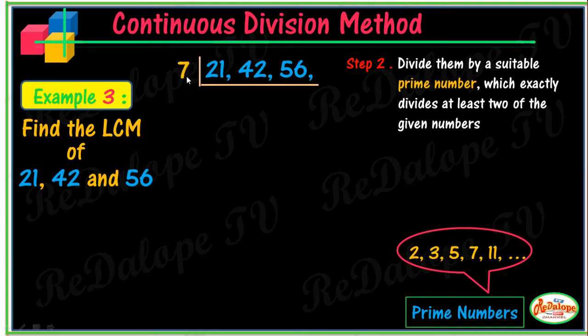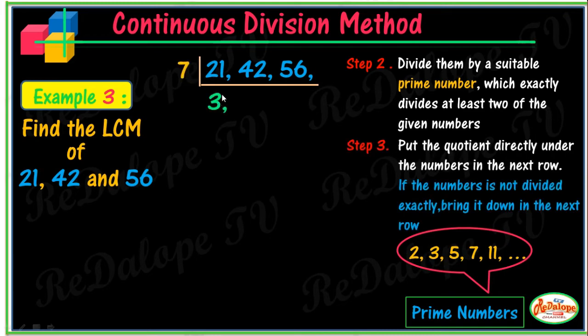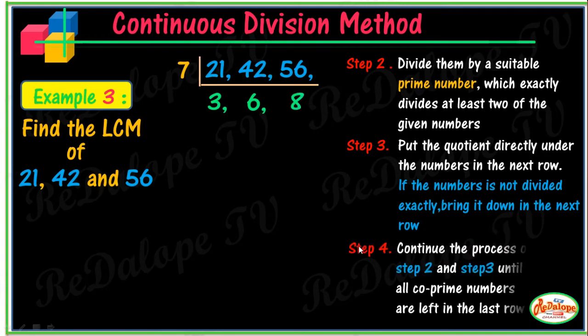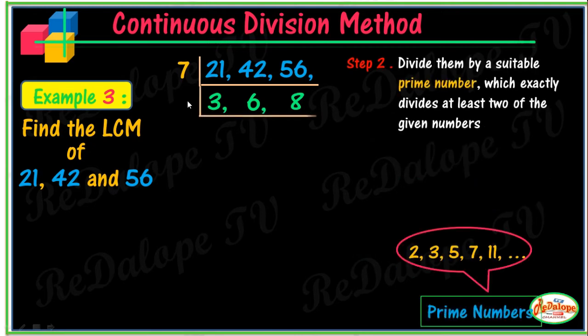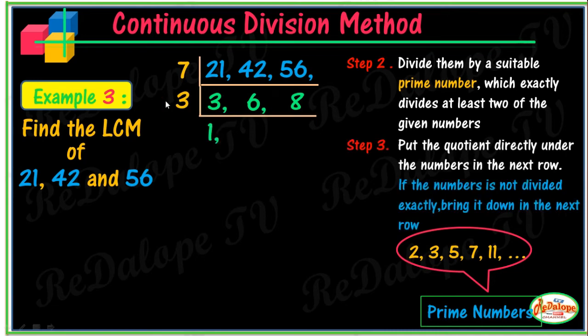So 21 divided by 7, that is 3. 42 divided by 7, so that is 6. 56 divided by 7, that is 8. Then continue the process of step 2 and step 3 hanggang sa maging co-prime ang pinaka-last row. Now kung mapansin natin, ang 3 and 6 are exactly divisible by 3. So we'll divide this by 3. So 3 divided by 3, that is simply 1. 6 divided by 3, that is 2. 8 divided by 3 cannot be, so we will bring it down in the next row.